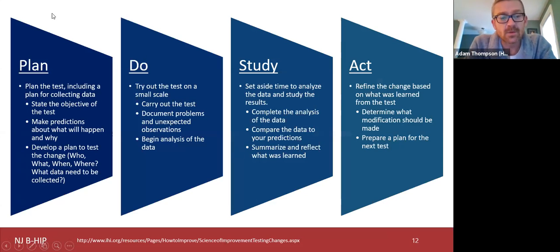In the plan phase, what you want to do is plan the test of change that you're looking at, including a plan for a collection of your data. Your plan should state the objective of the test. What are you trying to do here? And this is a moment where we'll say to people, you don't got to get fancy, right? Think really basic. Keep it simple. What are you trying to do? You want to make predictions about what will happen and why. If I do this thing that I think I can do, what will happen on the back end? How will I know in my data this is going to work?